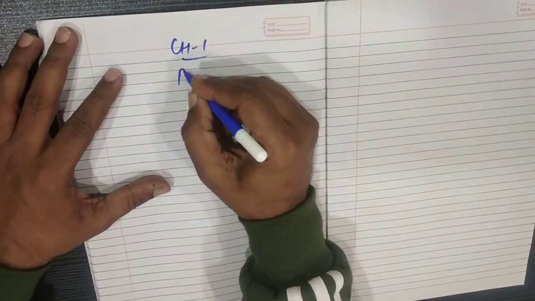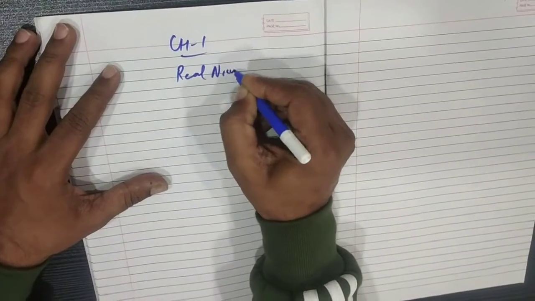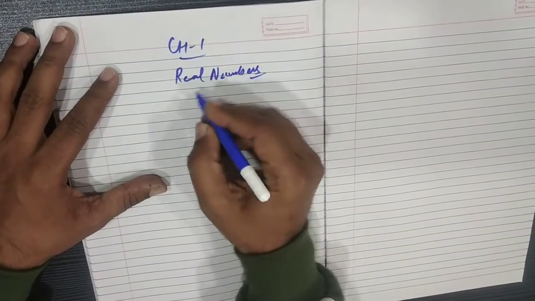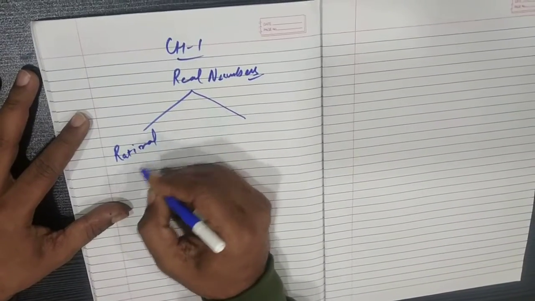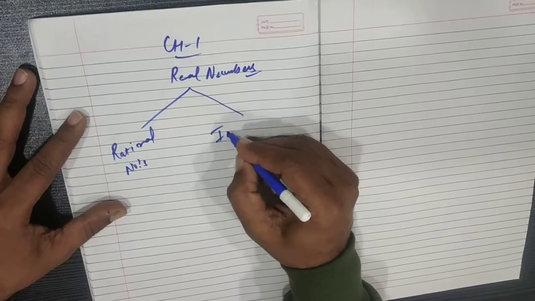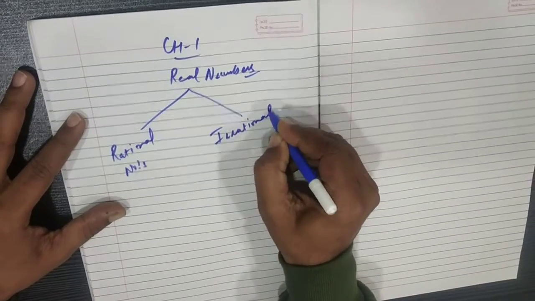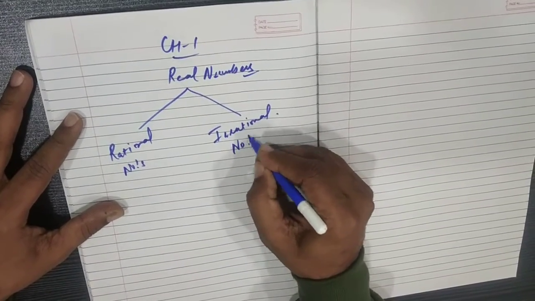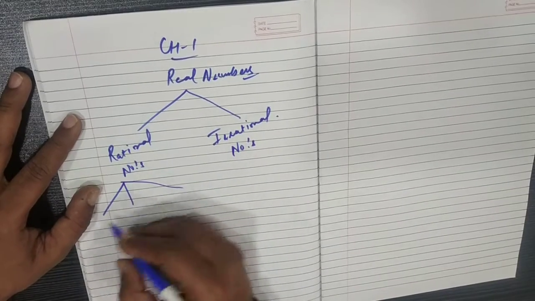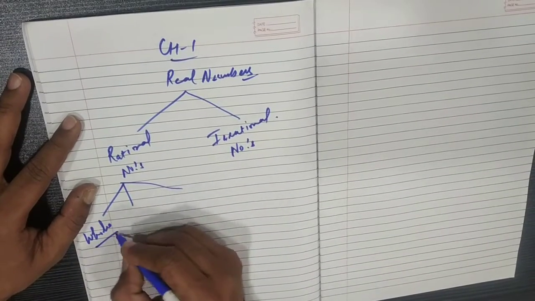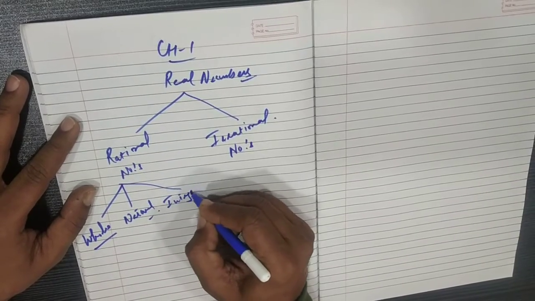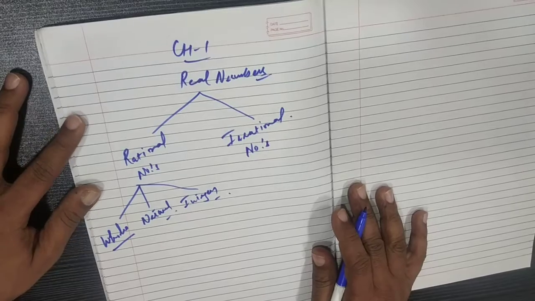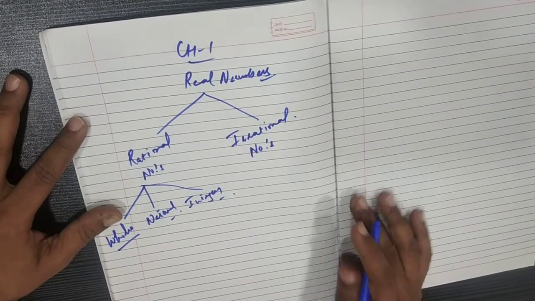Today we are going to start Chapter 1, Real Numbers. As you all know, real numbers are categorized in two categories, that is rational numbers and irrational numbers. You have earlier studied in class 9th about rational and irrational numbers. Further, rational numbers are categorized into whole numbers, natural numbers, integers. You all know about these numbers. So today we are going with some basic terms.